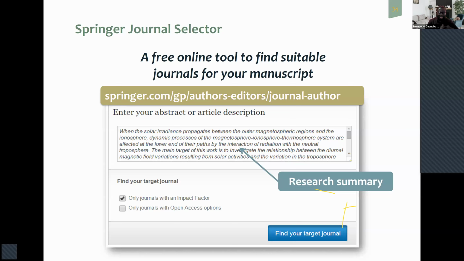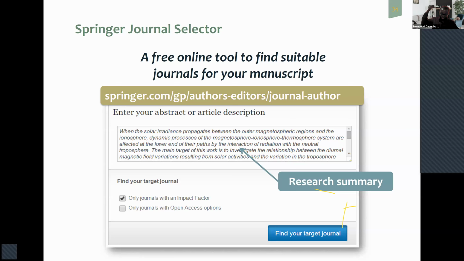But if you can still find it, either the Springer Journal Selector or the Elsevier Journal Finder. It's a free tool that you use to find suitable journals for your manuscript. The moment you go to that website, it will ask you to copy and paste your article abstract there. Then it asks if you want only journals with an impact factor. If you want journals with impact factors, it means they are indexed in Scopus.